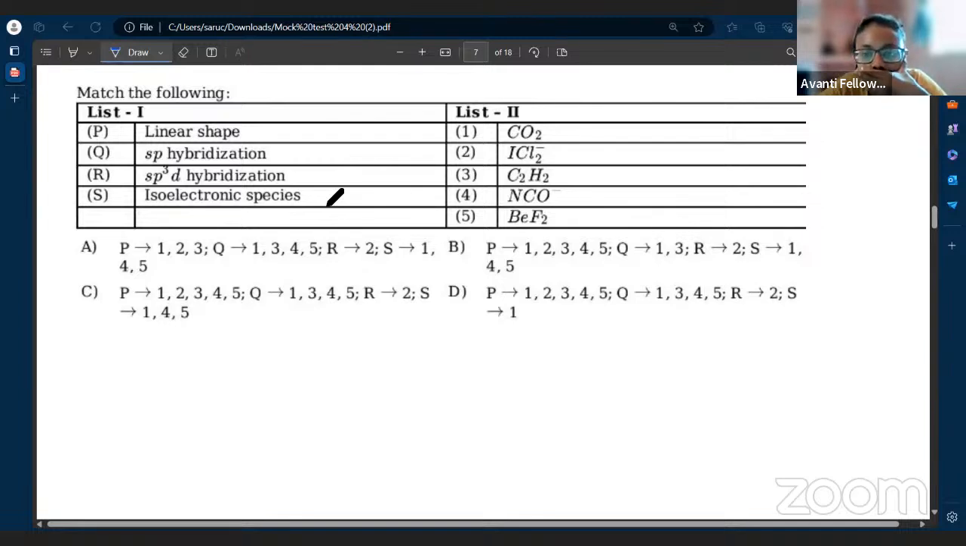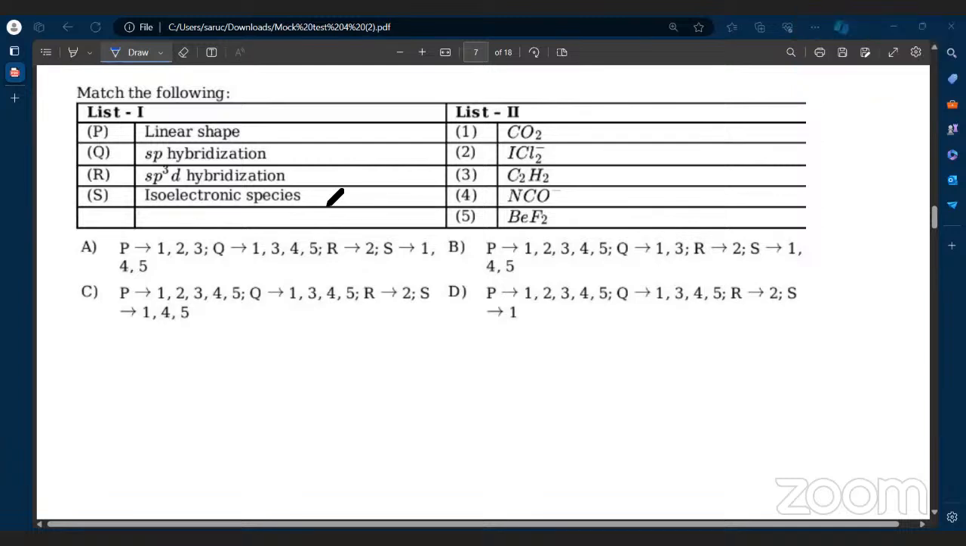What would be the answer? I'll wait for a minute. Evaluate and do it. This question is an easy one. You can give the answer. Do it in your notebook.